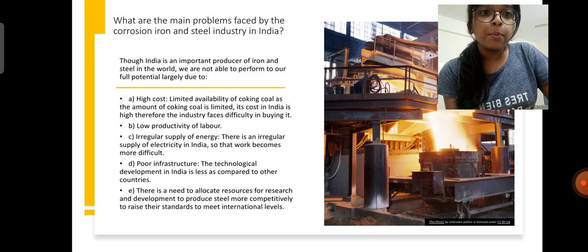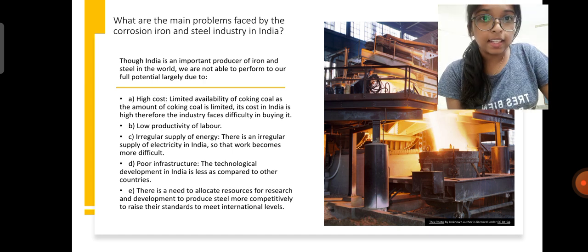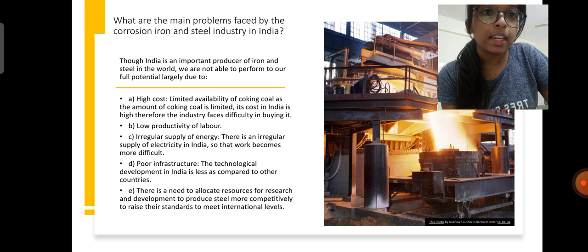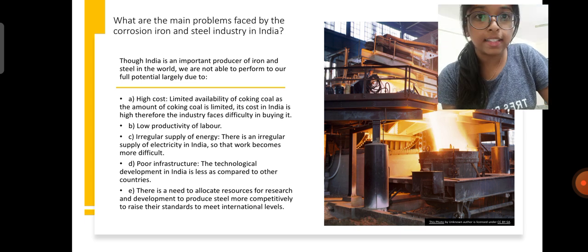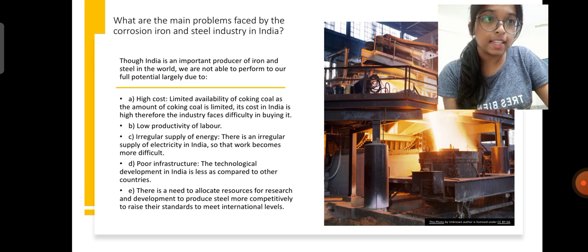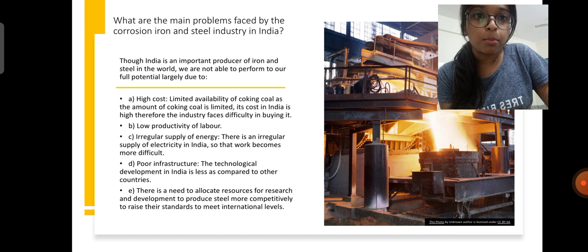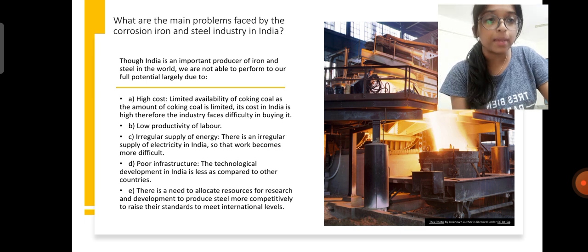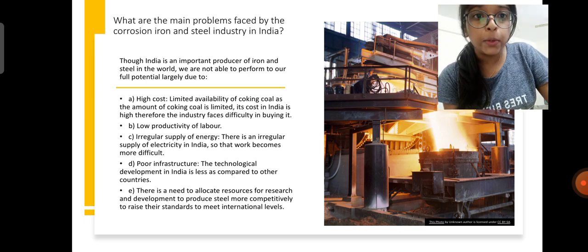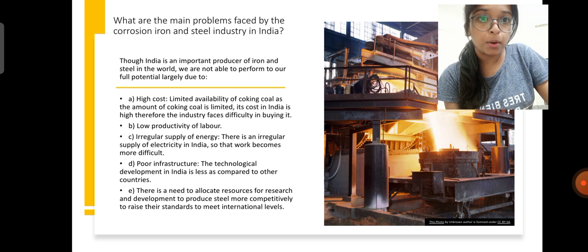What is the main problem faced by the iron and steel industry in India? India is a very important producer of iron and steel in the world, but we are not able to perform to our full potential largely due to high cost, like limited availability of coking coal. As the amount of coking coal is limited, its cost in India is high, therefore industries find it very difficult to buy. Low productivity of labor is a major problem.